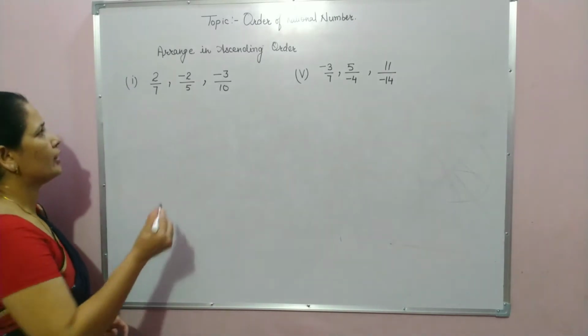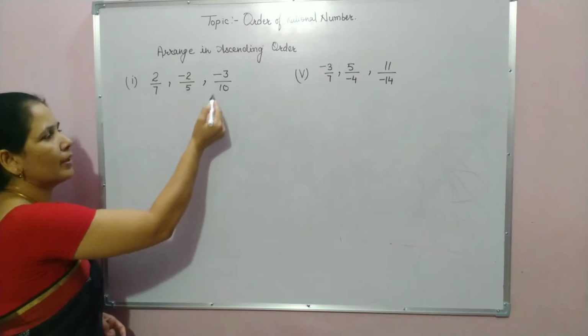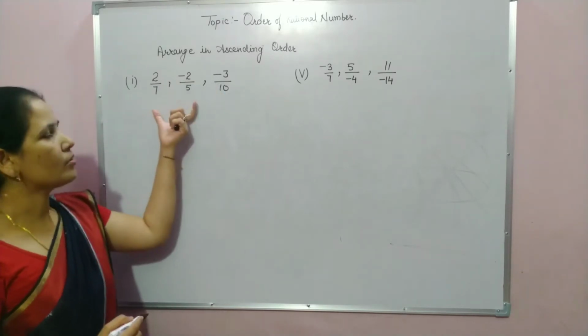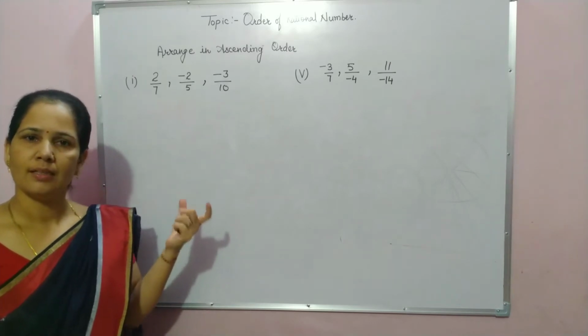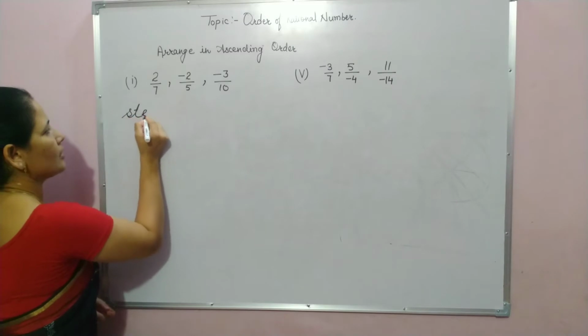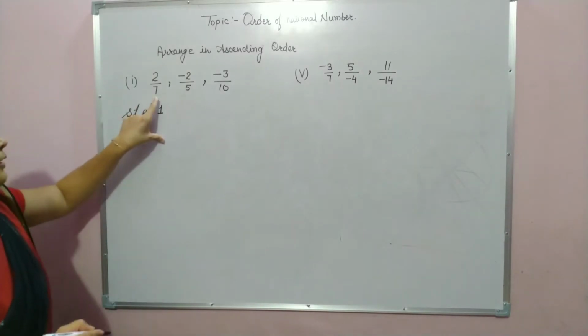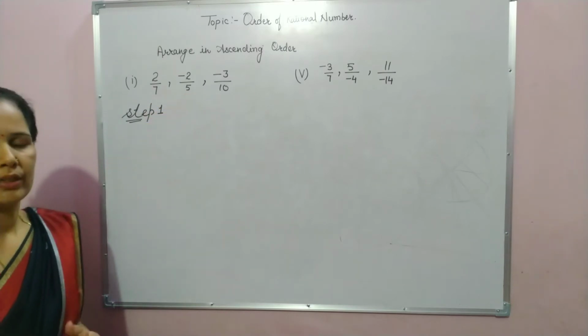They have given 2 by 7, minus 2 by 5 and minus 3 by 10. And these three numbers we have to arrange in ascending order. So we follow some steps here students. Step 1: take the LCM of the denominators.